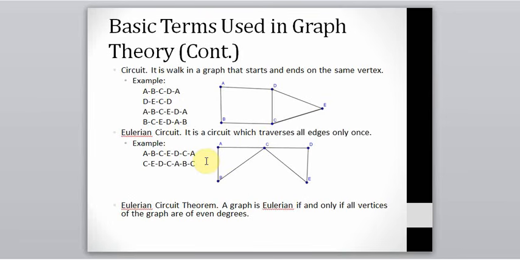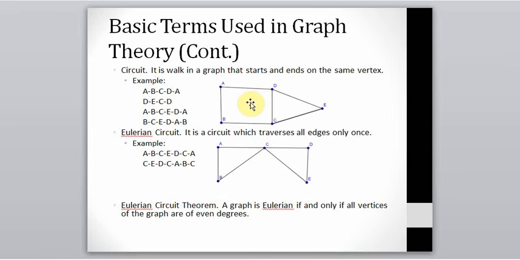So that is the reason why we are able to get a Eulerian circuit out of this figure. Note that these two Eulerian circuits are only examples. You can still find a lot of Eulerian circuits out of this figure.